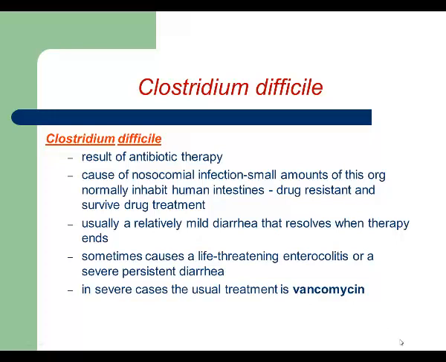And for treatment of this infection, we're going to use antibiotics. For example, vancomycin can be a drug of choice.